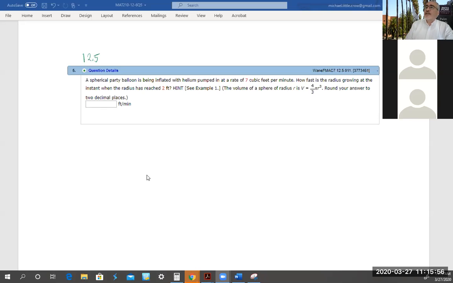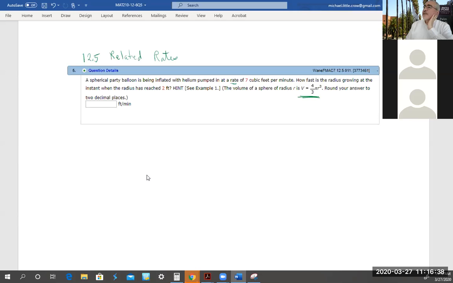Okay, good. So 12.5 is related rates. And the process is basically to find an equation, a formula, something that relates the two or more variables we're talking about. So this one, they actually do give it to us. And on the test, if there is a related rate problem, they give you the formula as well. So you don't have to memorize geometry formulas. Okay, so we've got a spherical party balloon. It's being pumped at a rate.